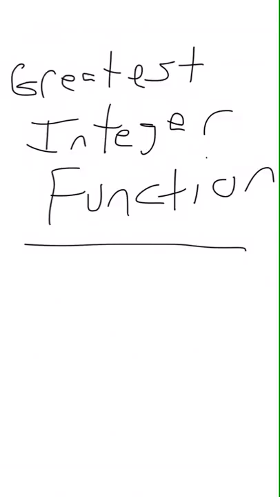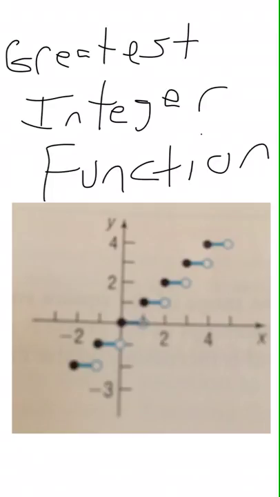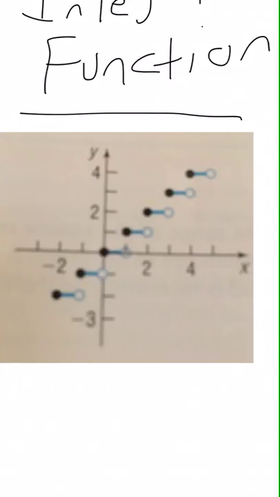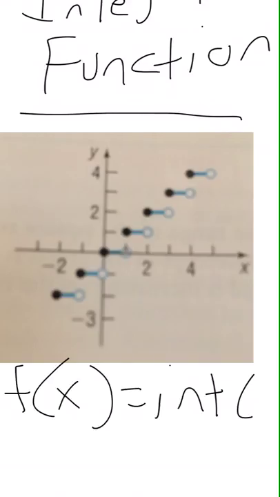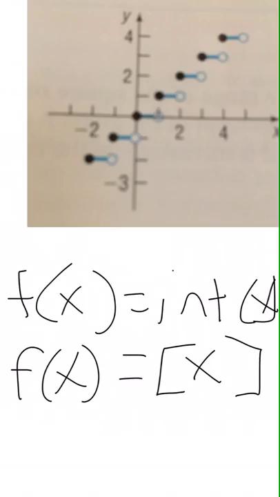Alright, the last type of parent function we're going to go over is what we call the greatest integer function. This is what the greatest integer function looks like. And the notation, we use a couple of different notations for this. Before we get into the domain and range, I want to show you the notation that we use. There are two different ways we do the notation. The first one is just f of x equals int of x. Another way we write the notation is just f of x equals, then the variable x in brackets.